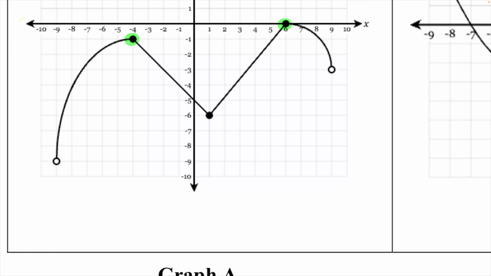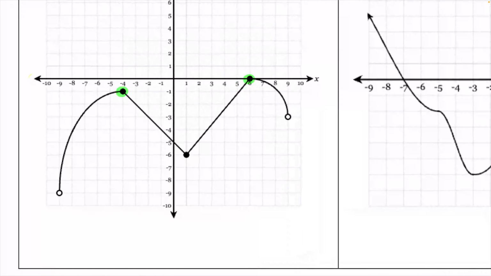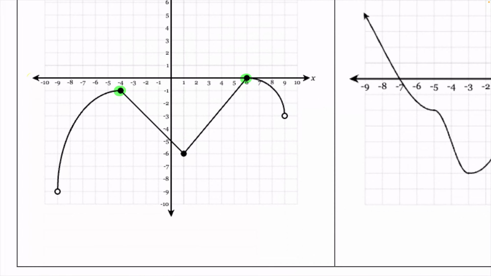So let's put that. So the first green dot, what address is that first green dot? -4, -1, right? So we're going to put -4, -1, comma, and then there was another tall one, right? 6, 0.